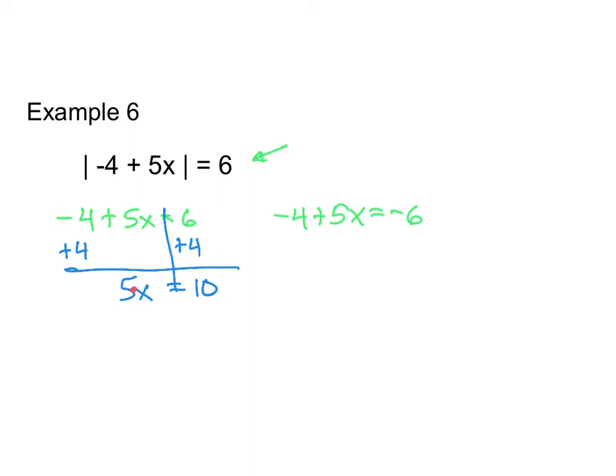5 and x, they are multiplying. So we are going to divide. 5 divided by 5 is x. 10 divided by 5 is 2. That's our first answer. Let's go ahead and answer the second one.